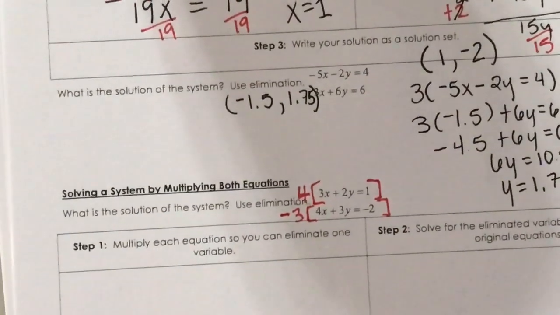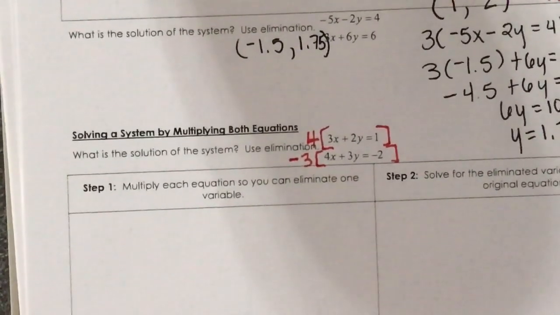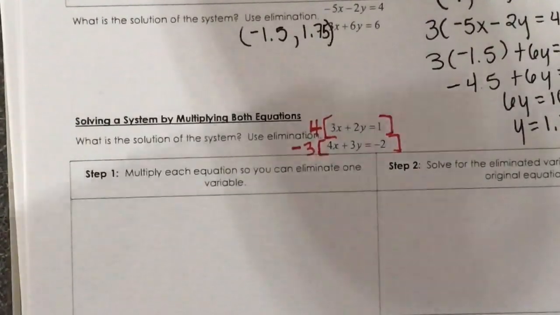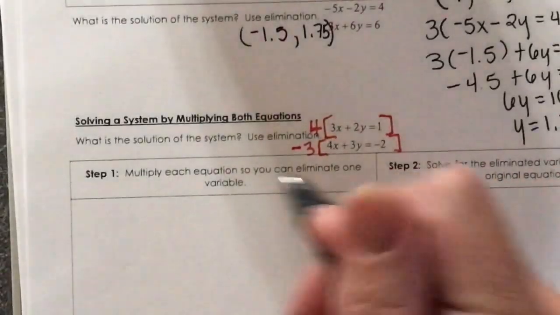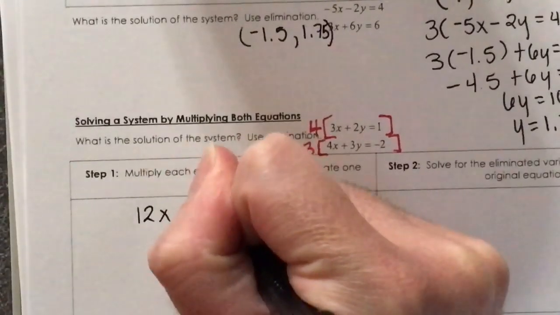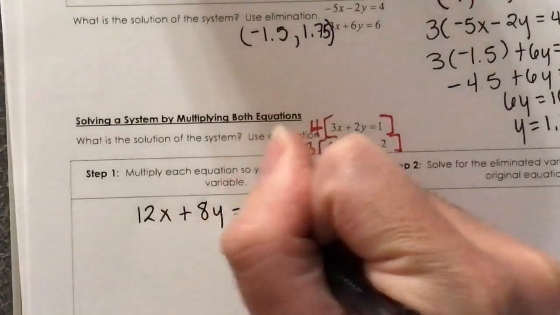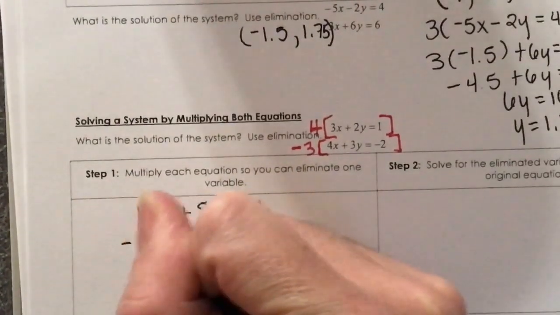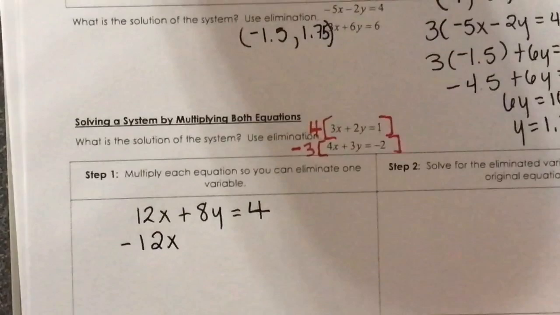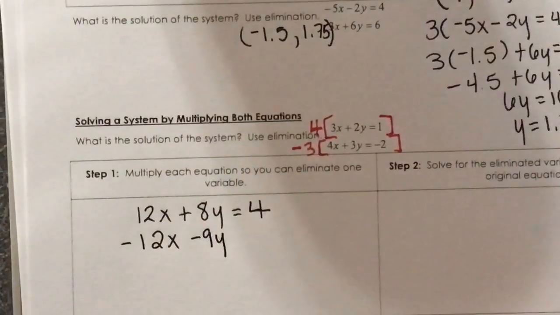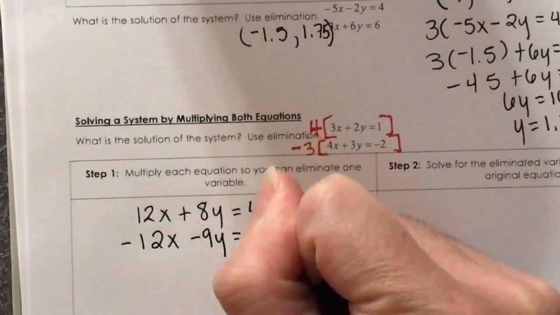So step 1 says multiply each equation so you can eliminate one variable. When I distribute through the 4 to the top, 4 times 3x is 12x. 4 times 2y is 8y. 4 times 1 is 4. Don't forget to multiply the constant as well. Then negative 3 times 4x is negative 12x. Negative 3 times 3y is negative 9y. Negative 3 times negative 2 is positive 6.